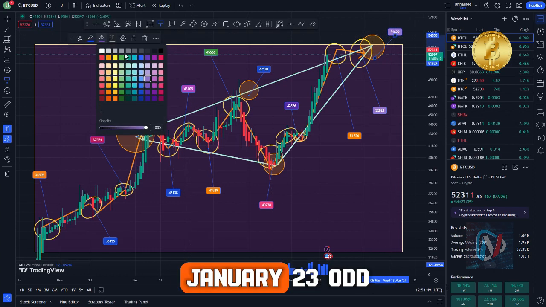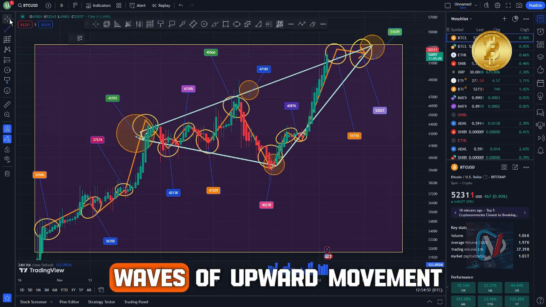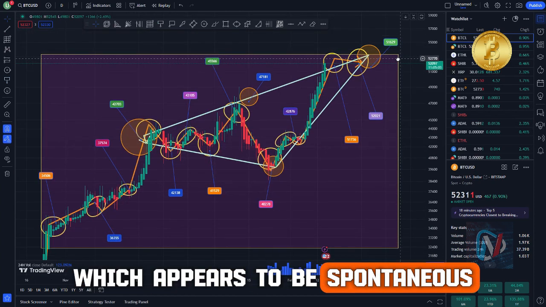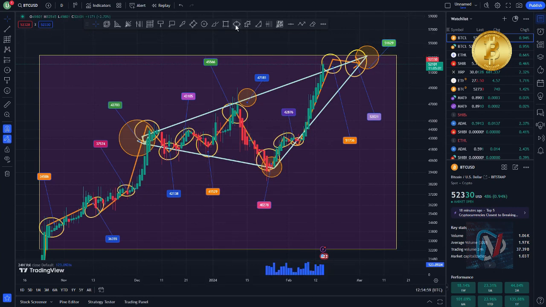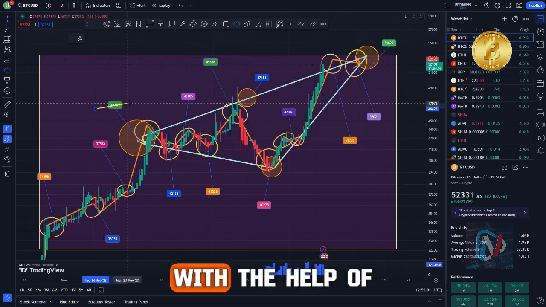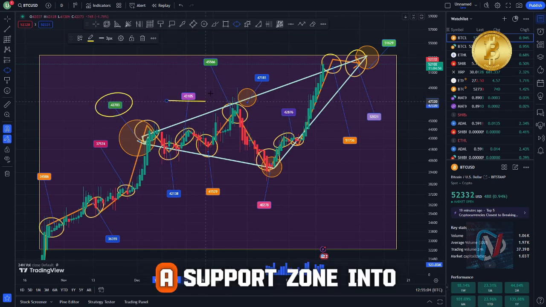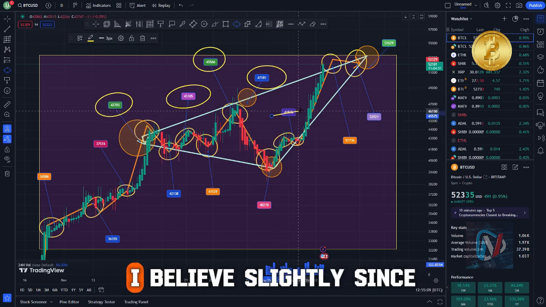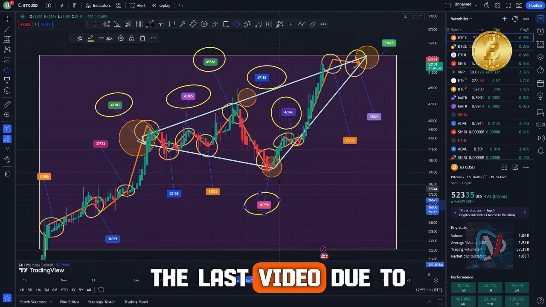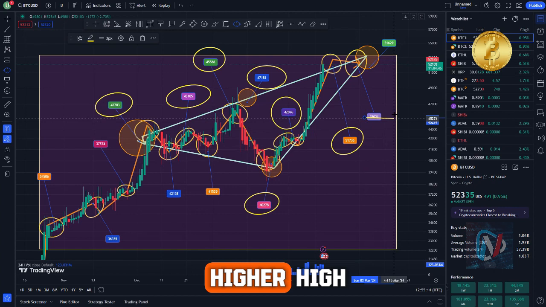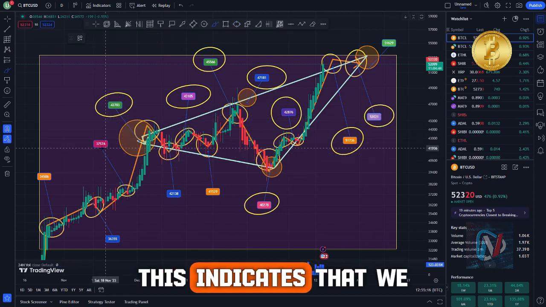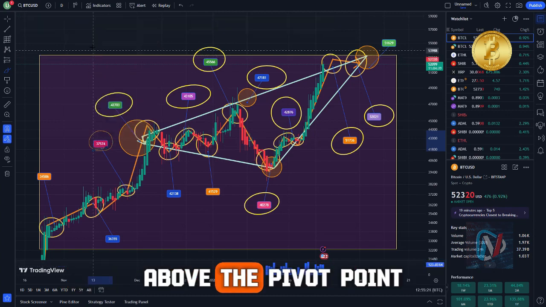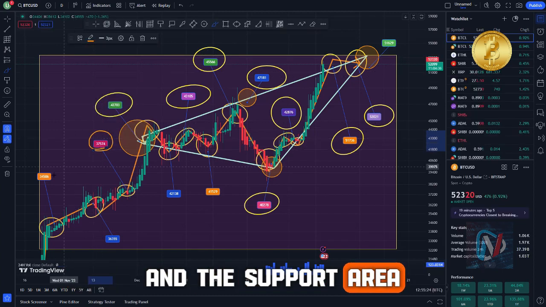Since the low on January 23, there have been 5 waves of upward movement. Another move to the upside, which appears to be spontaneous, presents itself to us. The count of waves is before us. With the help of the wave count, I'm able to incorporate a support zone into the chart. This zone has been modified, I believe slightly, since the last video due to the fact that the price reached a slightly higher high. In addition, this indicates that we are inclined to be bullish, so long as we continue to maintain our position above the pivot point and the support area.